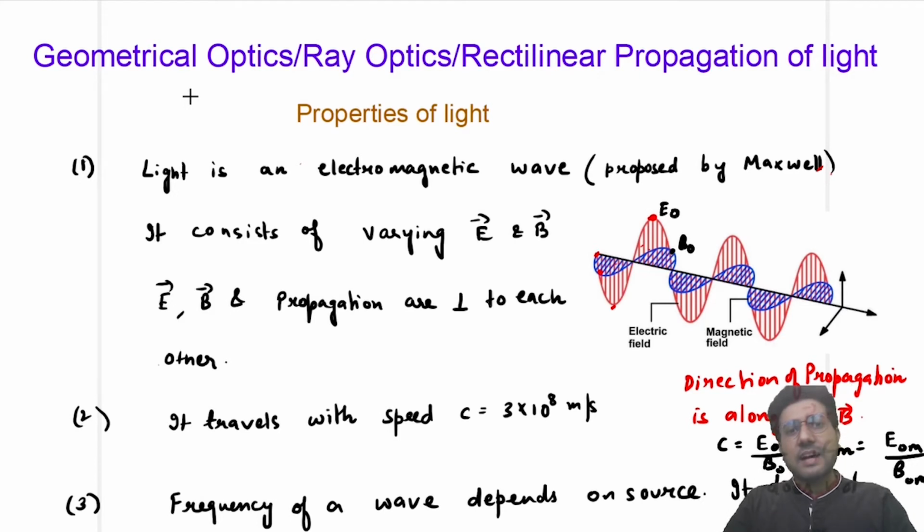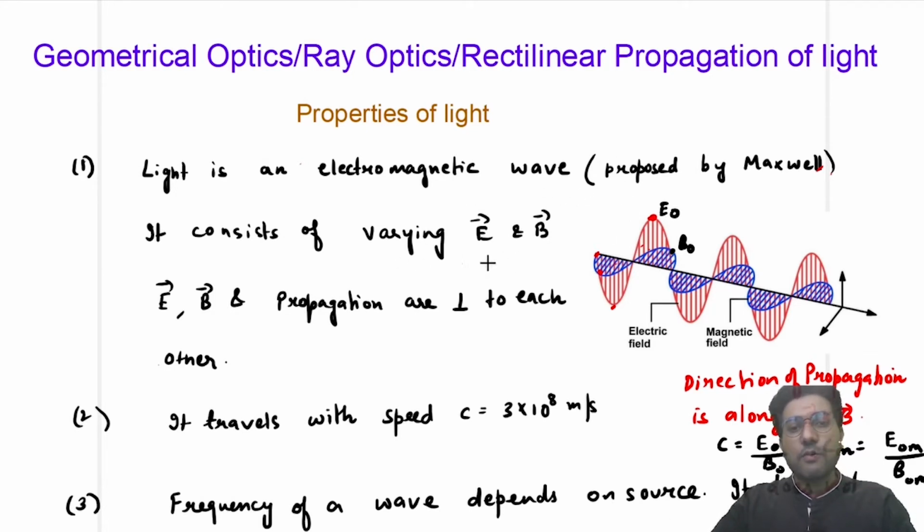In today's class, we will be starting with a new chapter, that is geometrical optics or ray optics or rectilinear propagation of light. Before starting, we have to discuss what are the properties of light. We know that light is an electromagnetic wave which was proposed by Maxwell.